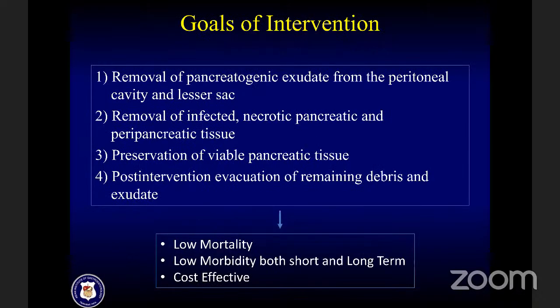The goal of any necrosectomy is removal of the pancreatitis exudate from the peritoneal cavity and the lesser sac, removal of the infected necrotic pancreatic and peripancreatic tissues, and preservation of the viable pancreatic tissue. After removal, you may require some interventions to evacuate the remaining debris and exudate. All this should be achieved with low mortality and low morbidity, both short and long term, and should be cost-effective. This should be the goal of managing pancreatic necrosis.